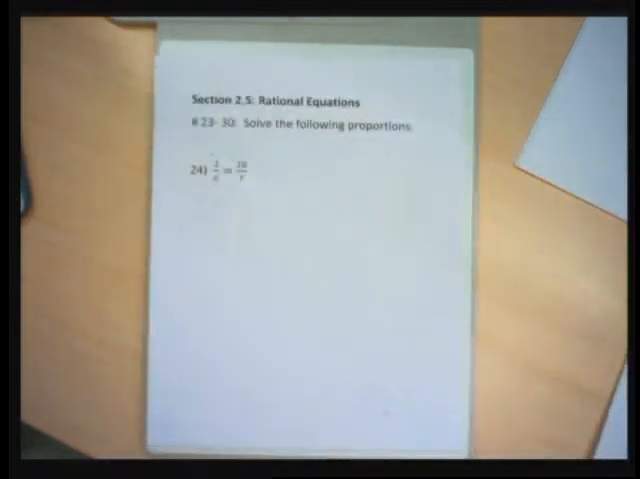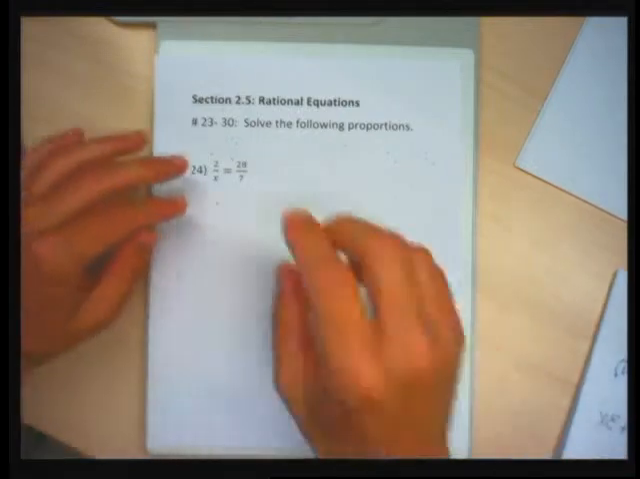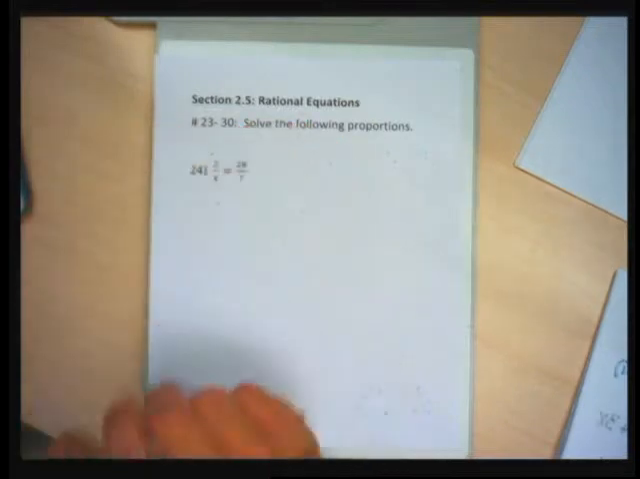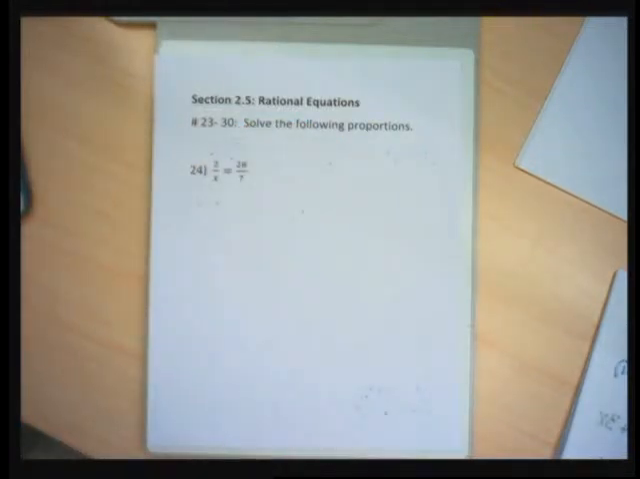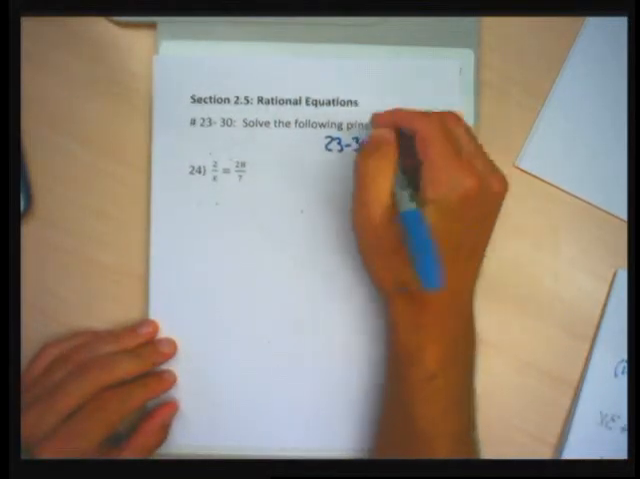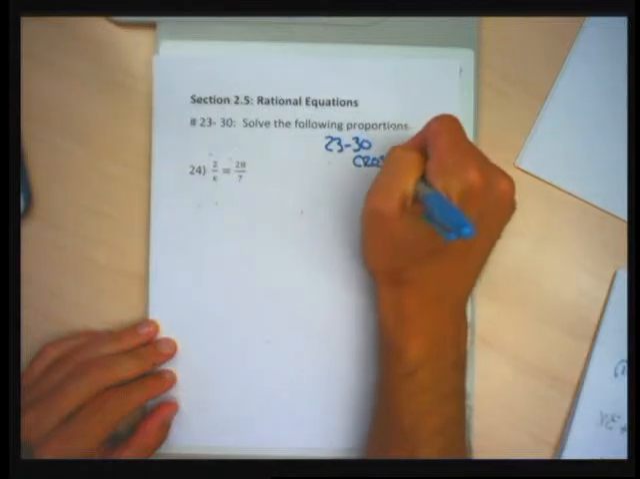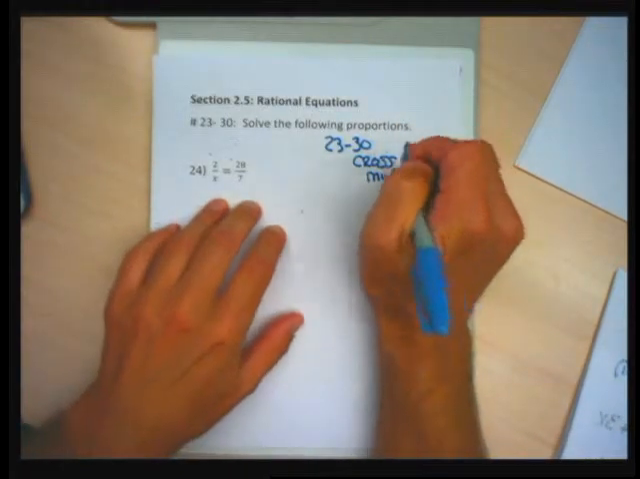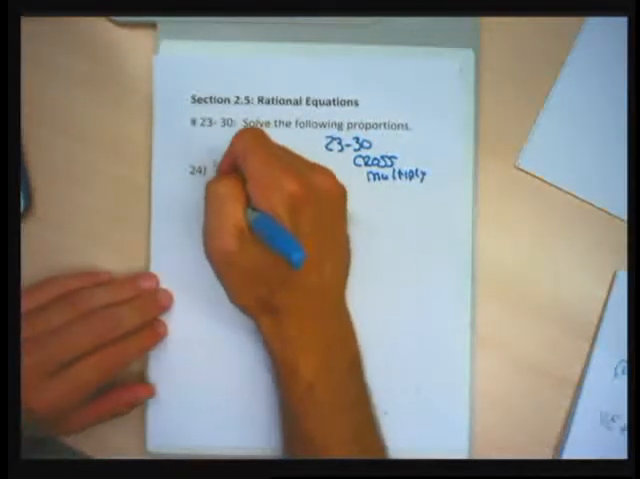In the next section, 23 through 30, these are the ultra-kind problems. What they have in common is they all are proportions. They're just one fraction equal to another. Each of the problems between 23 and 30, I could solve just like I did the problems 1 through 22, but I don't have to. I can solve all of these by cross-multiplying. They are completely set up to cross-multiply because what they have is a proportion, one fraction equal to another, and I'm going to take advantage of that.